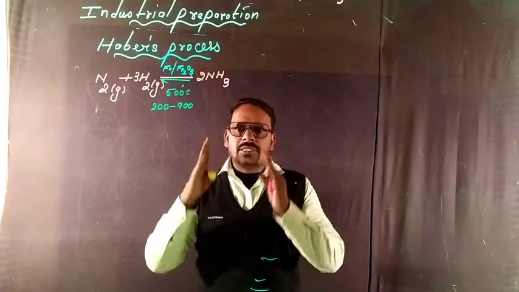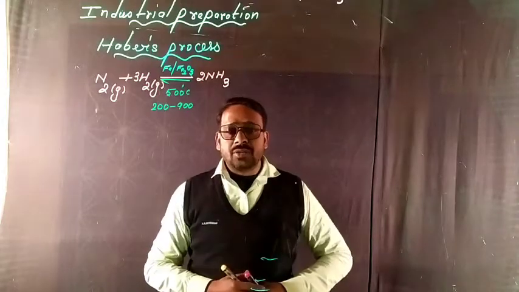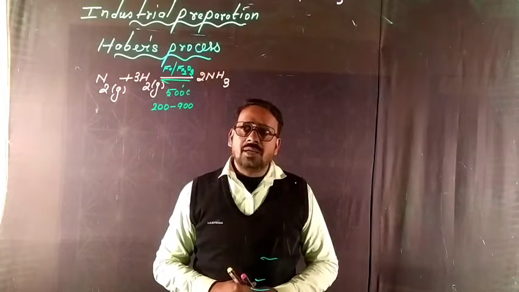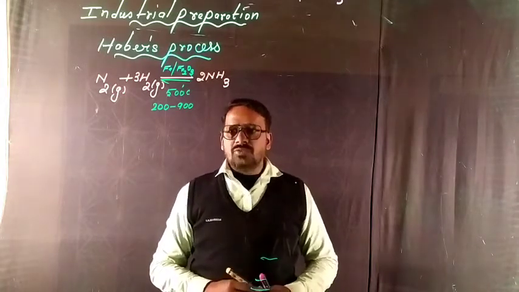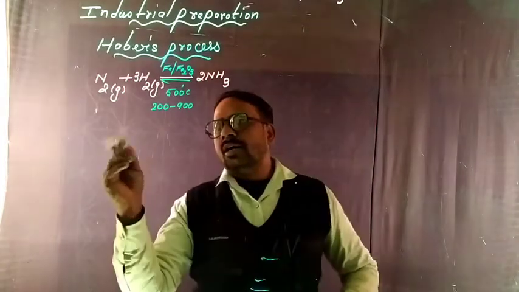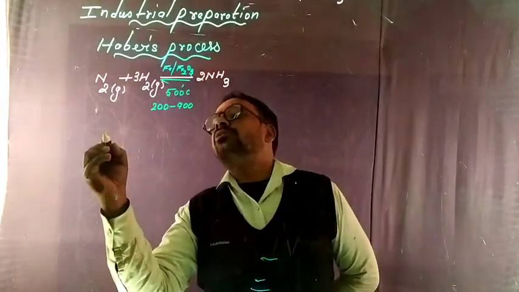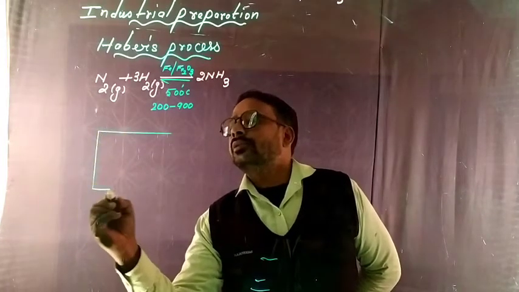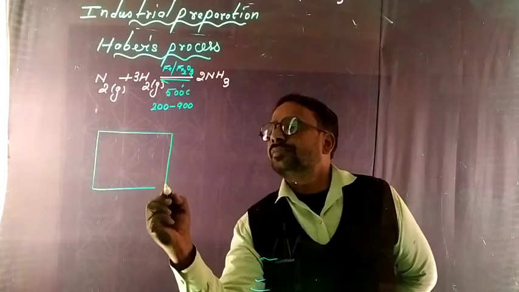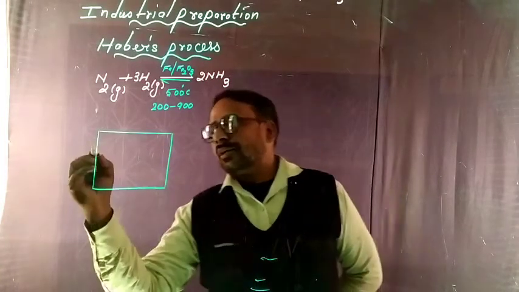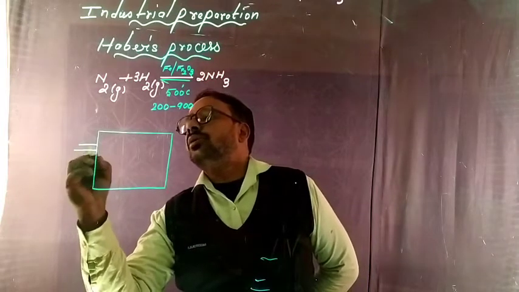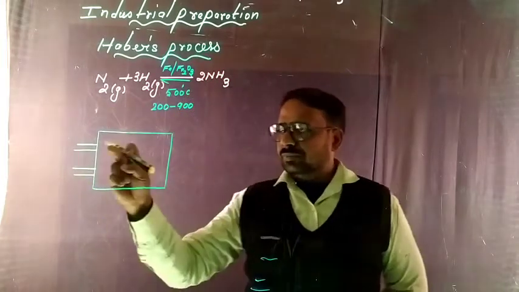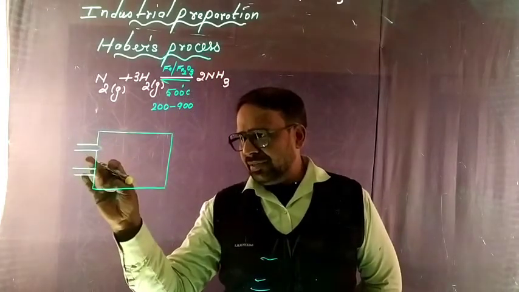So we'll discuss this process by explaining the figure. In your examination it may be asked, explain the preparation of ammonia by the Haber process. So first, we'll take an equipment. I'm going to give you a short note on that. This is a chamber, the first chamber. This chamber has two inlets, inlet A and inlet B.